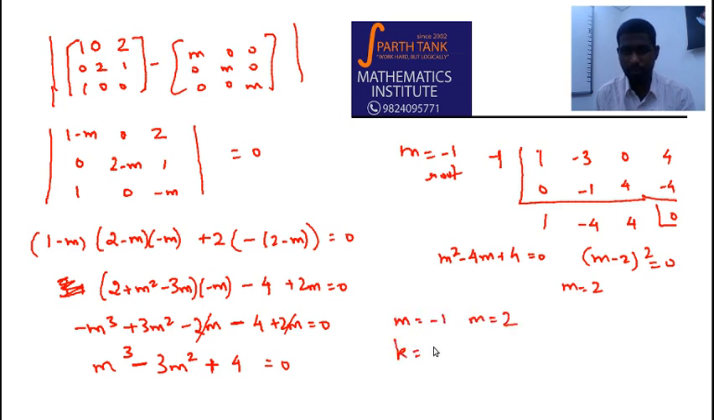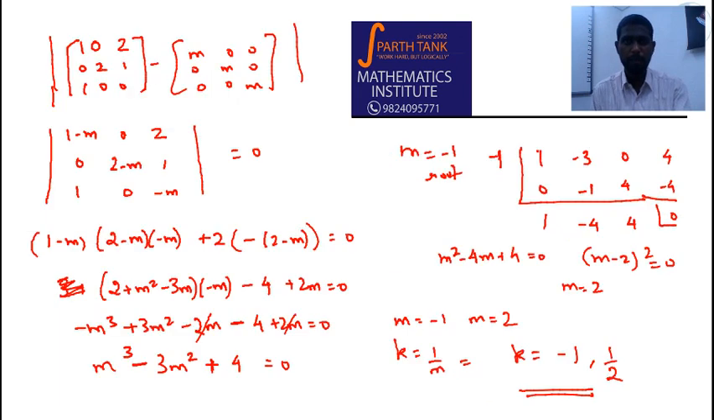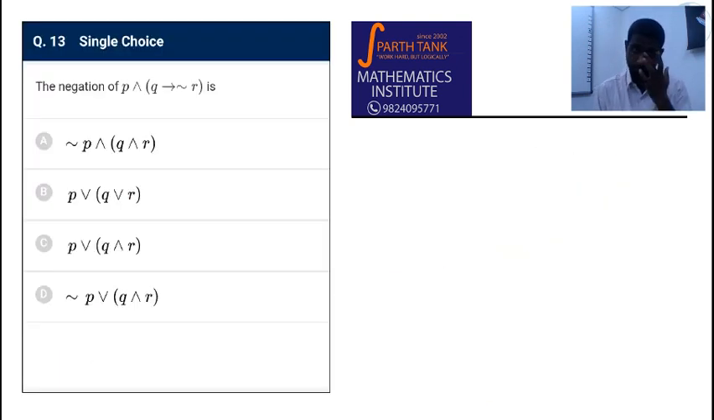And we know k is 1 by m. Therefore k would be minus 1 and 1 by 2. So 1 by 2 and minus 1 are the solutions to this problem. 1 by 2 and minus 1 is option B. So 12 is option B. Moving on to question number 13.